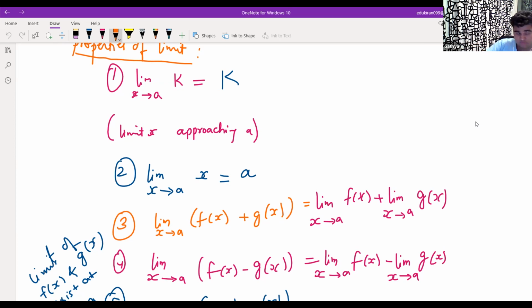But in this, the first one, if k is a constant, what do we put there? You can't put anything. K is a constant, so x is not there. K will remain as K. Okay, so what is the difference between the first property and the second property? There it was x, so you put x as a. In the first one, k remains k. Here, x becomes a.